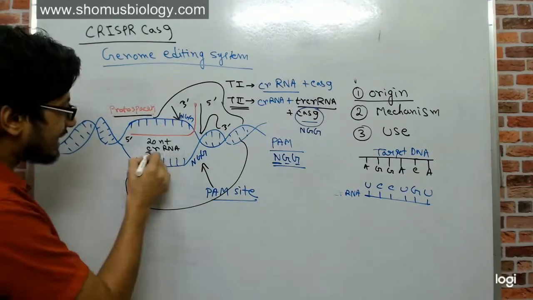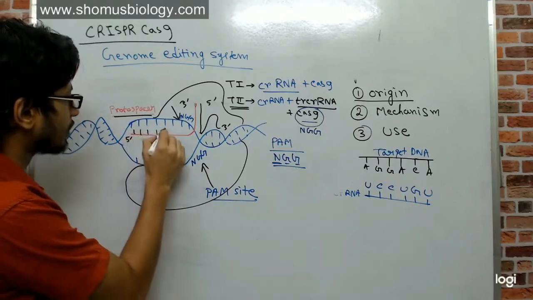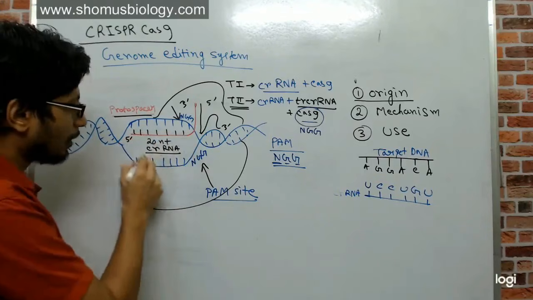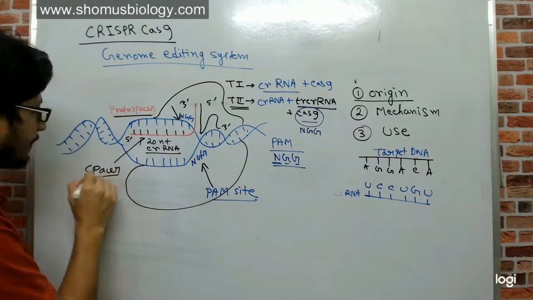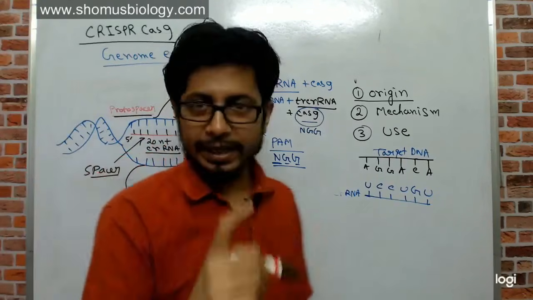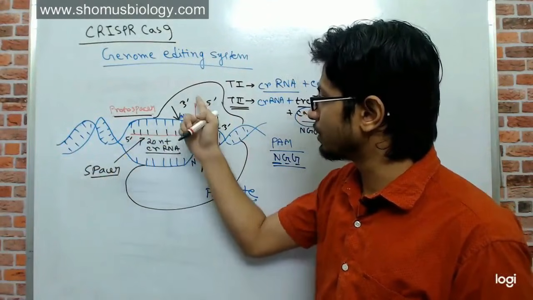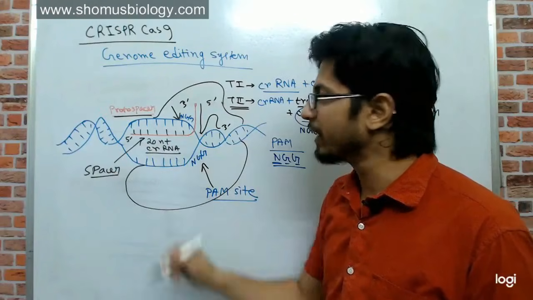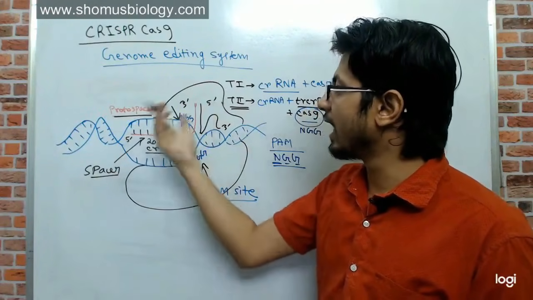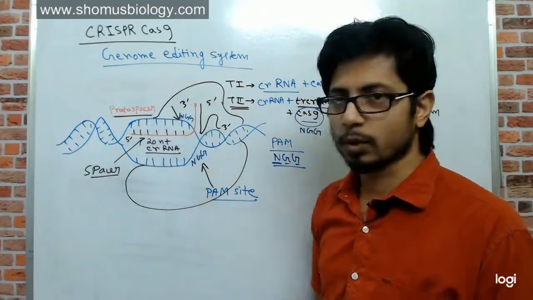The cRNA, which is about 20 nucleotides long, has a complementary structure to the protospacer and is known as the spacer. So this is known as the spacer element. The red structure you can see is the CRISPR RNA in the 5' to 3' direction, 20 nucleotides long. This is the spacer element, and the protospacer is the DNA structure complementary to the cRNA.